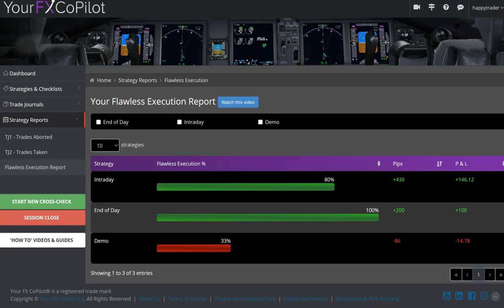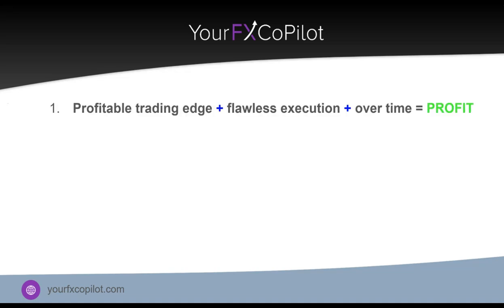If you have a profitable trading strategy and trading edge, flawless execution of your trading plan should bring you consistent profitability over time. You can break it down into 3 equations if you will. Equation 1: profitable trading edge plus flawless execution, aka discipline, plus time equals profit. So if you do have a trading edge, then flawless execution of your trading plan over a significant sample number of trades should bring you consistent profitability, and the flawless execution report should reflect this.